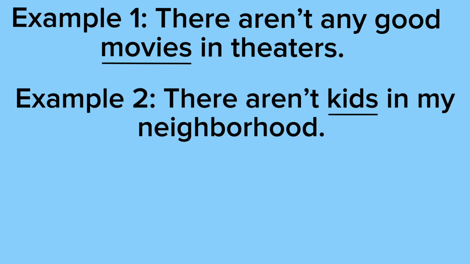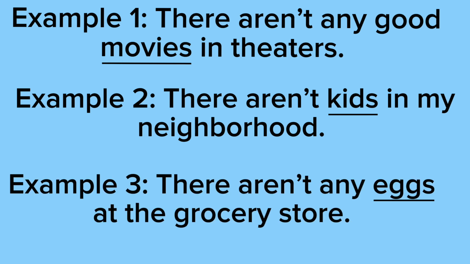Our next example says there aren't kids in my neighborhood. As you can see, kids is a plural noun, so we would use there aren't. And our last example says there aren't any eggs at the grocery store. As you can see, eggs is a plural noun, and that's why we use there aren't.